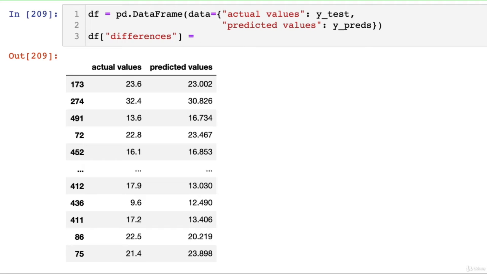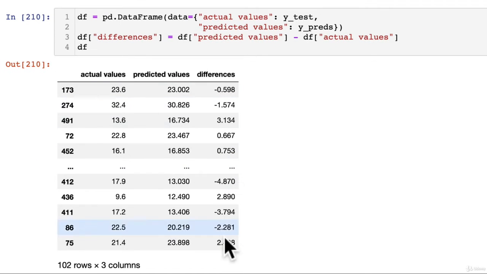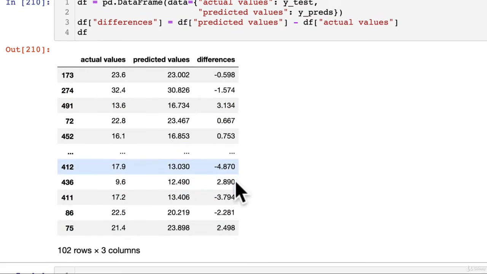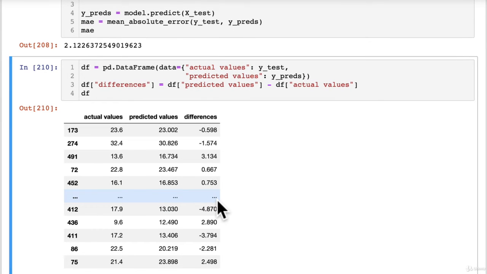Equals, and we're going to do df predicted values. So this is a column we're creating for the differences, right? So the difference between our predicted value and the actual values. There we go. Then we'll view df again. Differences. Okay, so we see that this one is minus 0.6 or so. This one is minus 0.5, and this one is 3.1, so it's a fair bit off here, and this one was really off, right? It's minus 4.87. Okay, so now you might be starting to get an idea of where mean absolute error comes from.